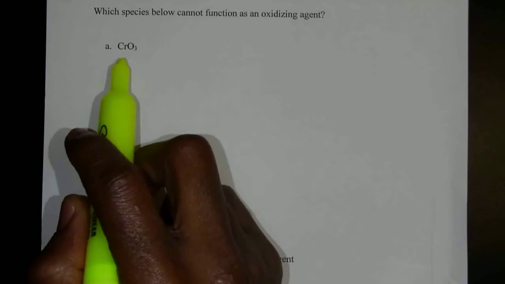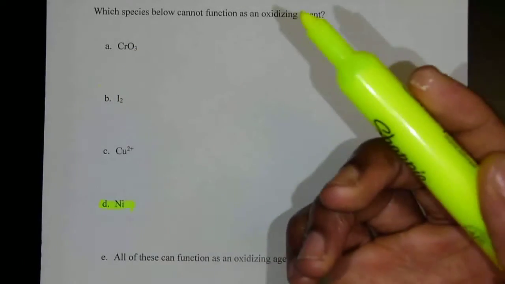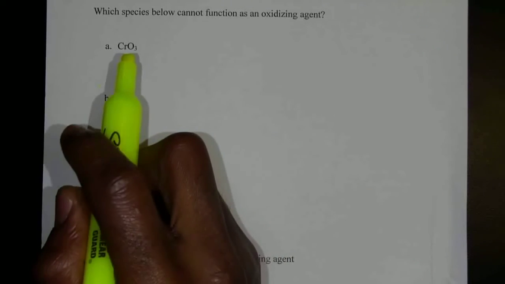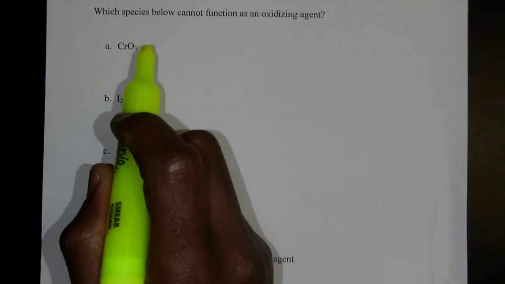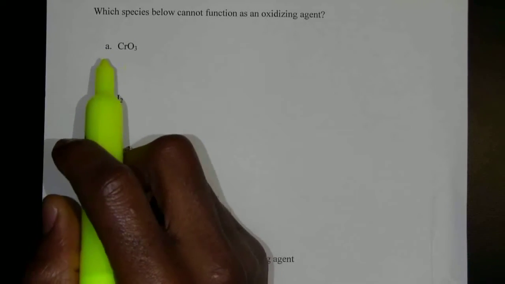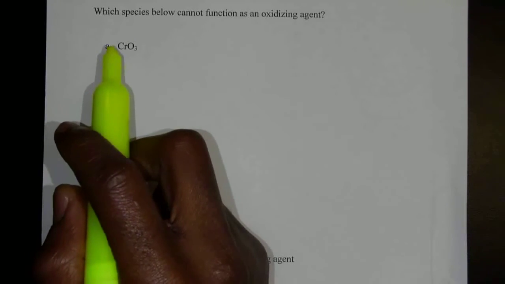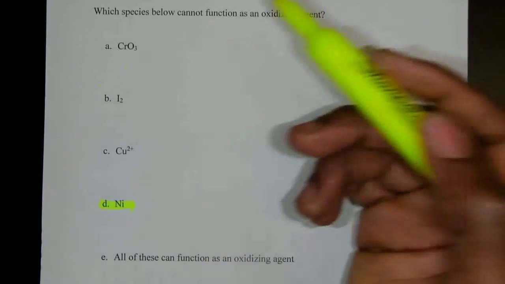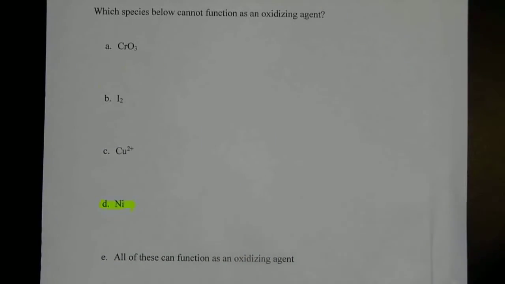A. CrO3 is incorrect because there are three oxygens, each with a -2 charge, yielding a -6 charge. And in order for the entire species to be neutral, Cr has to have an oxidation state of +6, which means it is capable of functioning as an oxidizing agent.